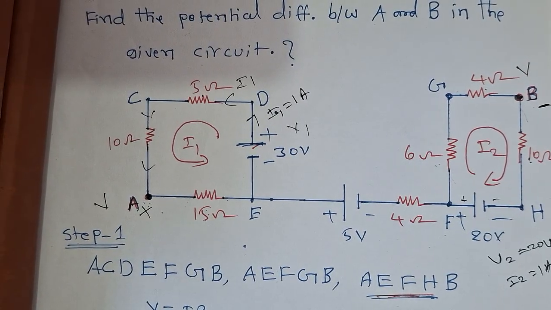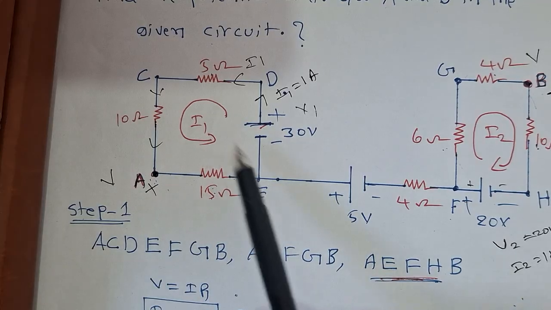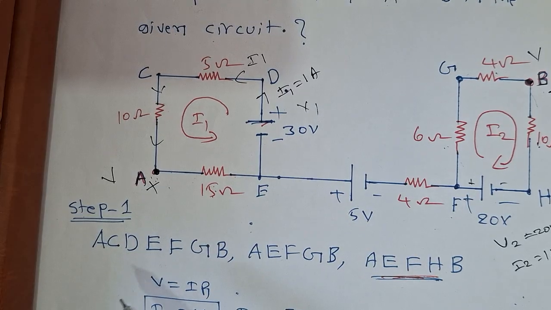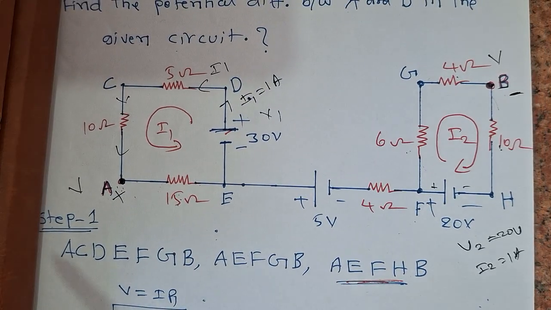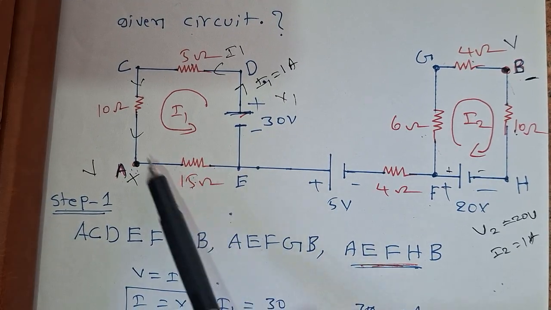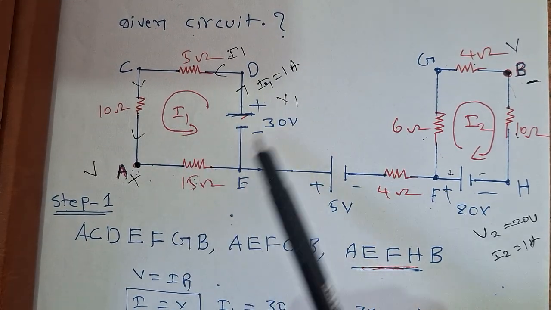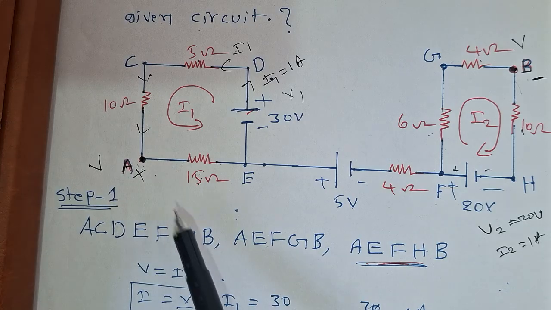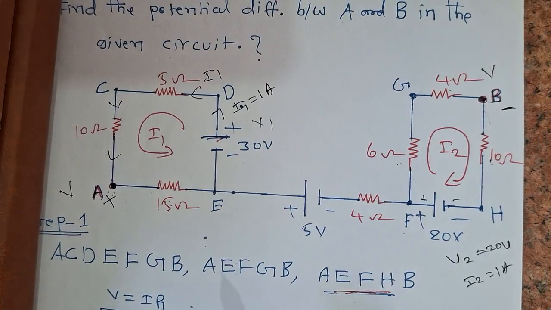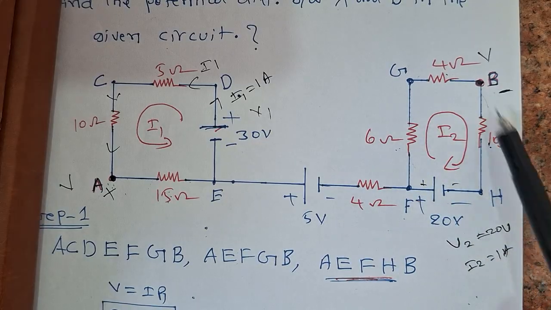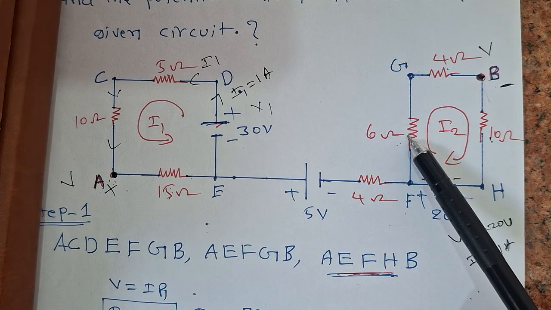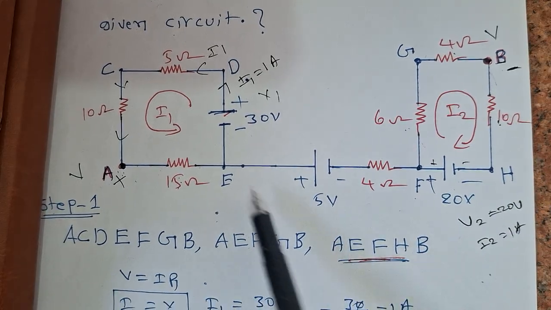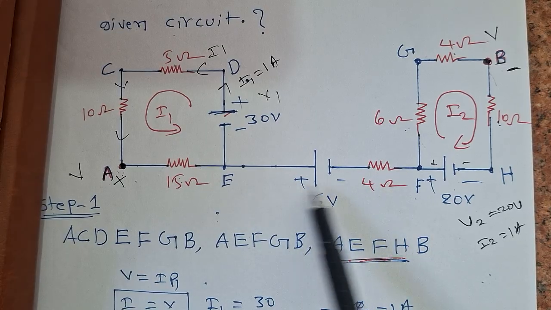So this is the circuit. How many voltage sources are there? This is a closed path, so we have to apply Kirchhoff voltage law only for a closed path. This closed path has one voltage source and 15 ohm, 10 ohm, and 5 ohm resistances. So this is one closed path. Next, this is another closed path: one voltage source and 6 ohm resistance, 4 ohm resistor, and 10 ohm resistance. This is one closed path. This one is not a closed path, so it is open.